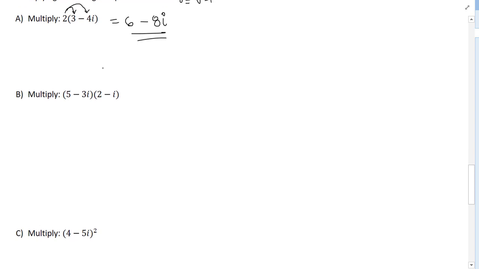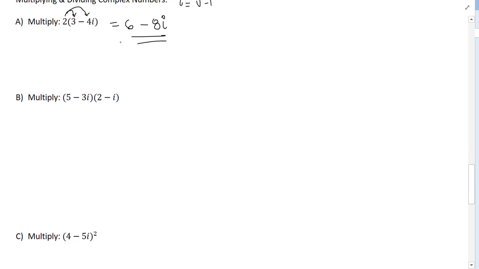Now for the second one, we have a binomial times a binomial. So we have to use a little bit more of the distributive property. Here it was a monomial times a binomial, so we only had to distribute the 2. So here, let's do our distributive property. You could also use FOIL. I tend to use the box method for multiplying binomials or any polynomial really.